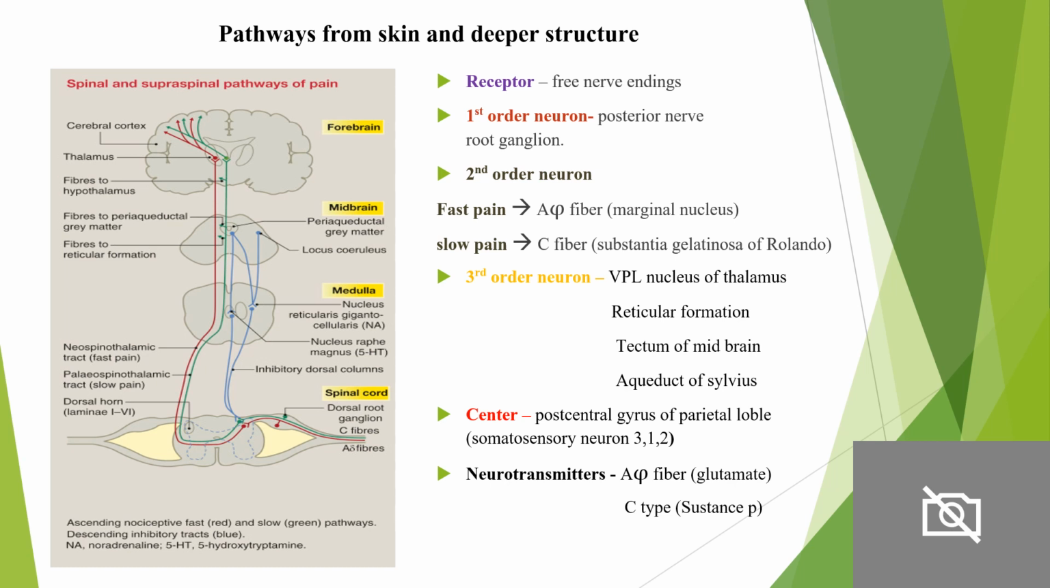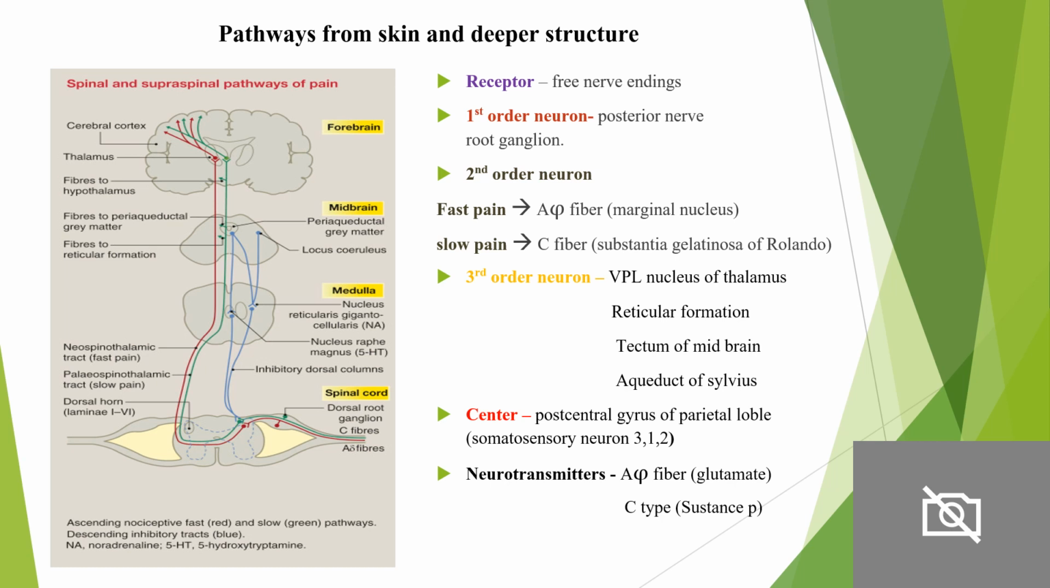The C fiber also reaches the thalamus, and it also reaches some other areas, the reticular formation and the tectum of the midbrain, the periaqueductal gray. There it also gives synapses and finally reaches the thalamic nucleus, the ventroposterolateral nucleus of the thalamus. That is the third order neuron. From there, the axon arises and reaches the parietal lobe, the somatosensory area 3, 1, 2. It is the somatosensory area.